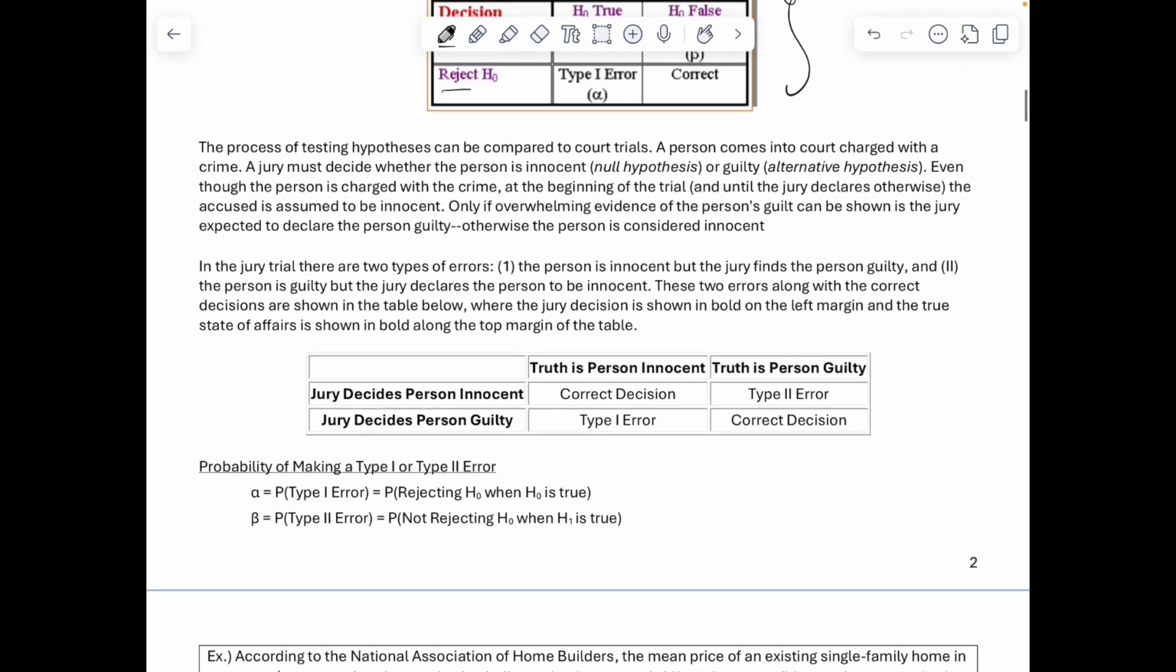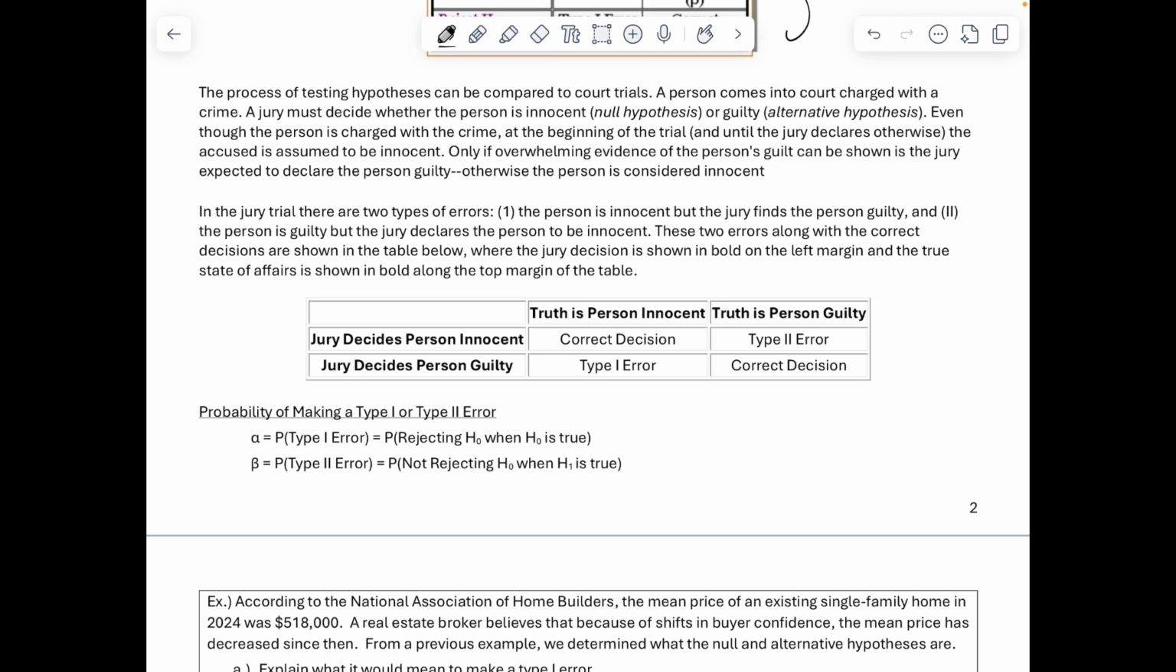Most of us are aware that there are errors that occur in a jury trial. Sometimes people are convicted of a crime that they didn't do, and other times they're guilty and they were set free. So in a jury trial, there are two types of errors. Type 1 error is when the person is innocent, but the jury finds the person guilty. And our type 2 error is when the person is guilty, but the jury declares the person to be innocent.